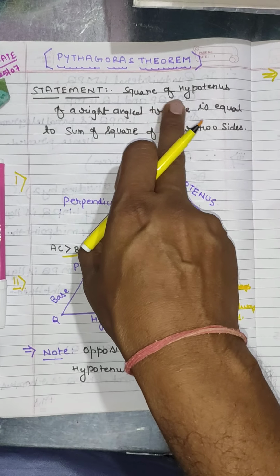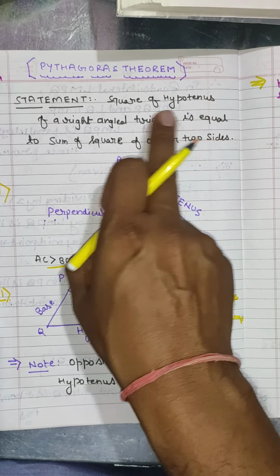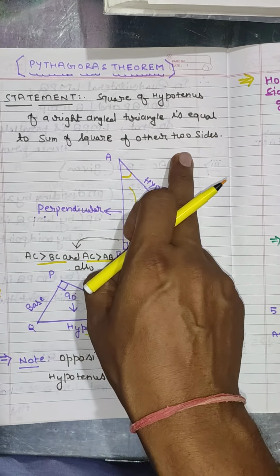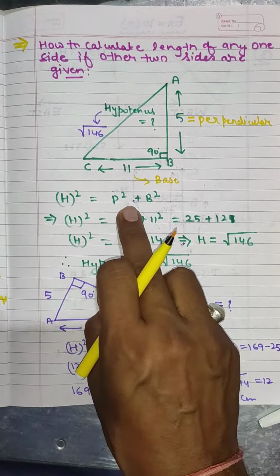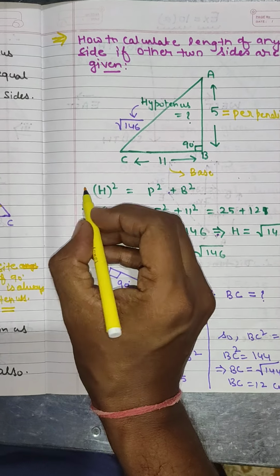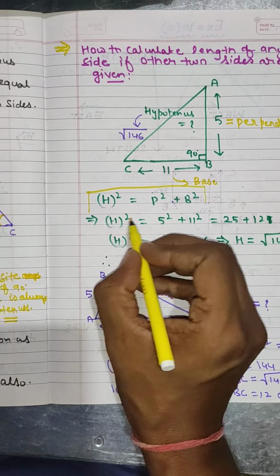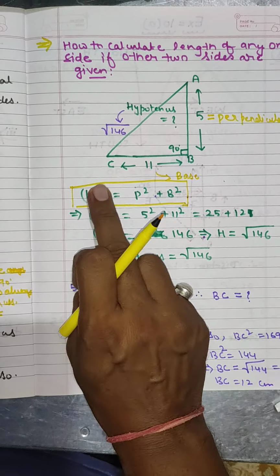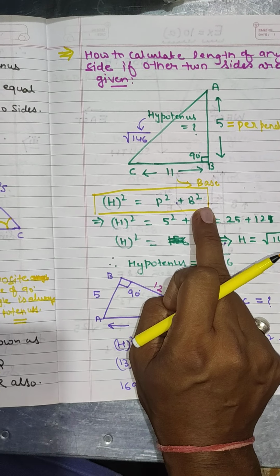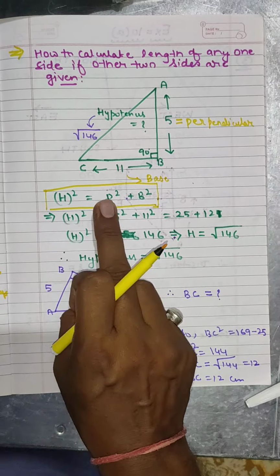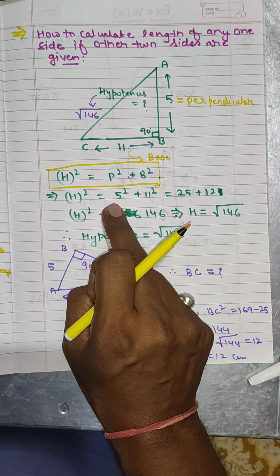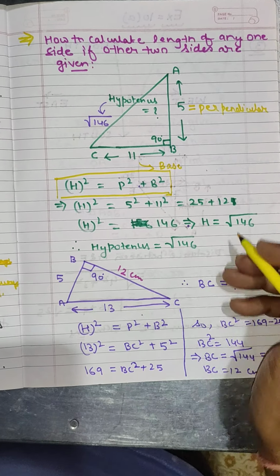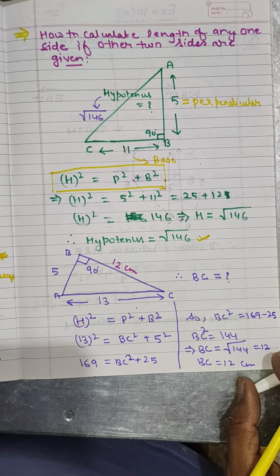You see, the square of the hypotenuse of a right angle triangle is equal to the sum of squares of the other two sides. This is the statement of the Pythagoras theorem, the mathematical statement. So hypotenuse square is equal to perpendicular square plus base square. Hypotenuse is as it is. In place of perpendicular I have written 5 square. In place of base I have written 11 square. I have calculated, and finally we have got 146.